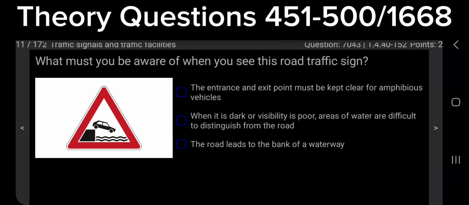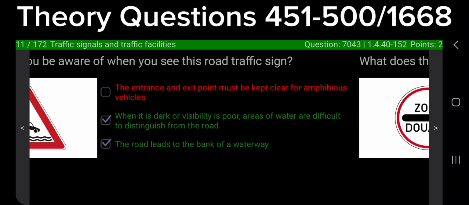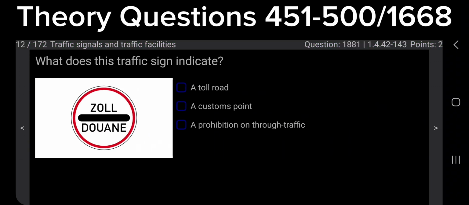What must you be aware of when you see this road traffic sign? The entrance and exit point must be kept clear for amphibious vehicles. When it is dark or visibility is poor, areas of water are difficult to distinguish from the road. The road leads to the bank of a waterway.